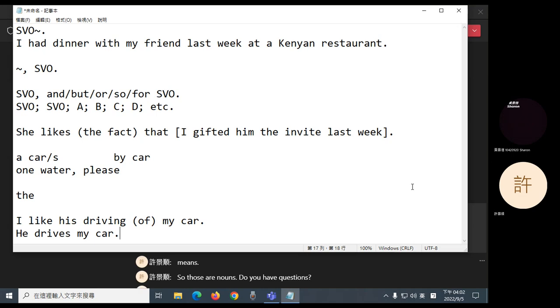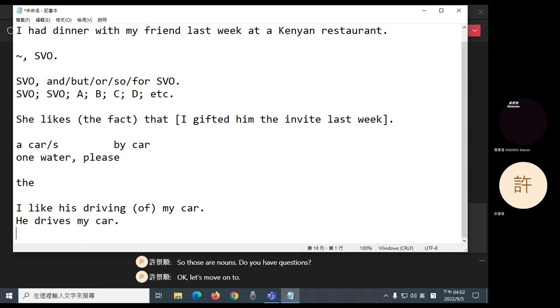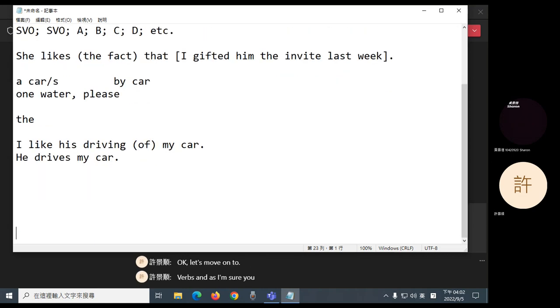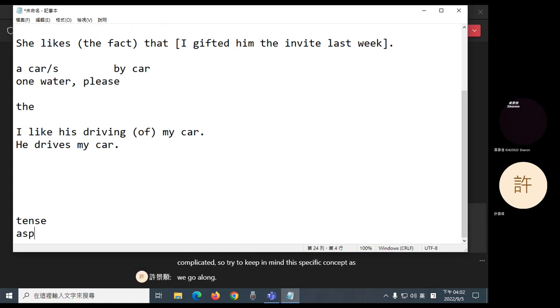Okay, let's move on to verbs. And as I'm sure you remember, verbs can get a bit complicated. So try to keep in mind this specific concept as we go along. There are two ways to look at verbs: tense and aspect. In Chinese, we translate this as shi and tai. These are two different ideas. In English, there's only three different tenses: past, present, future.